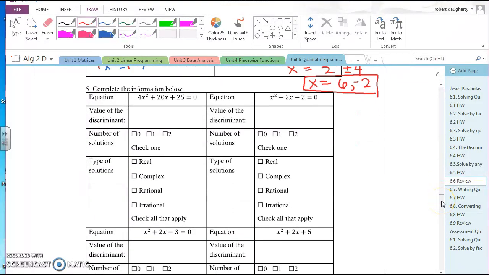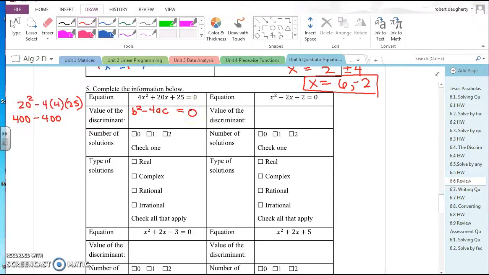Then we have some questions about the discriminant. So in this case, let's find the discriminant. So b squared minus 4ac. So that is going to be 20 squared minus 4 times 4 times 25. So that's 400 minus 4 times 25 is 100. 100 times 4 is 400. This is 400 minus 400. So b squared minus 4ac is 0.